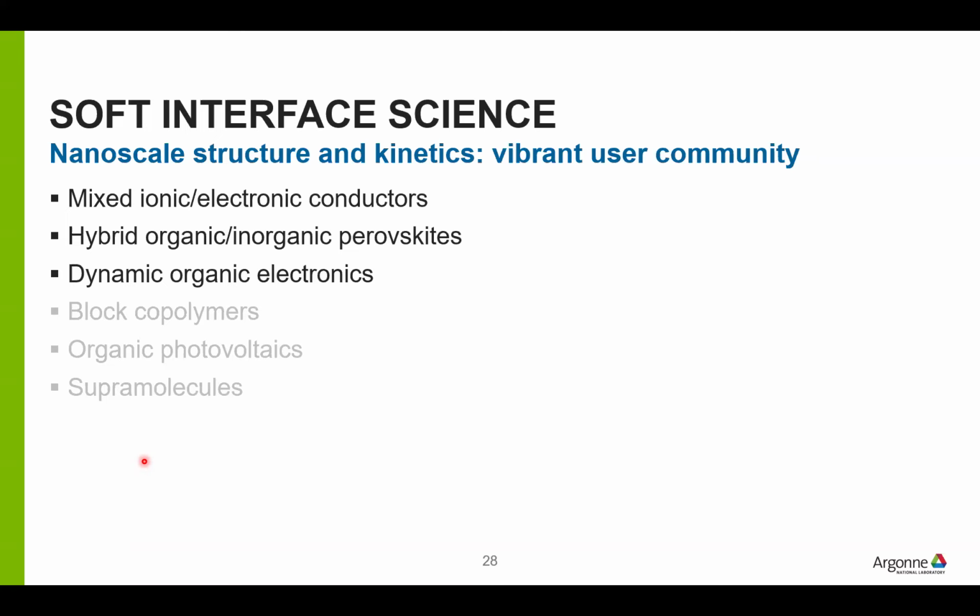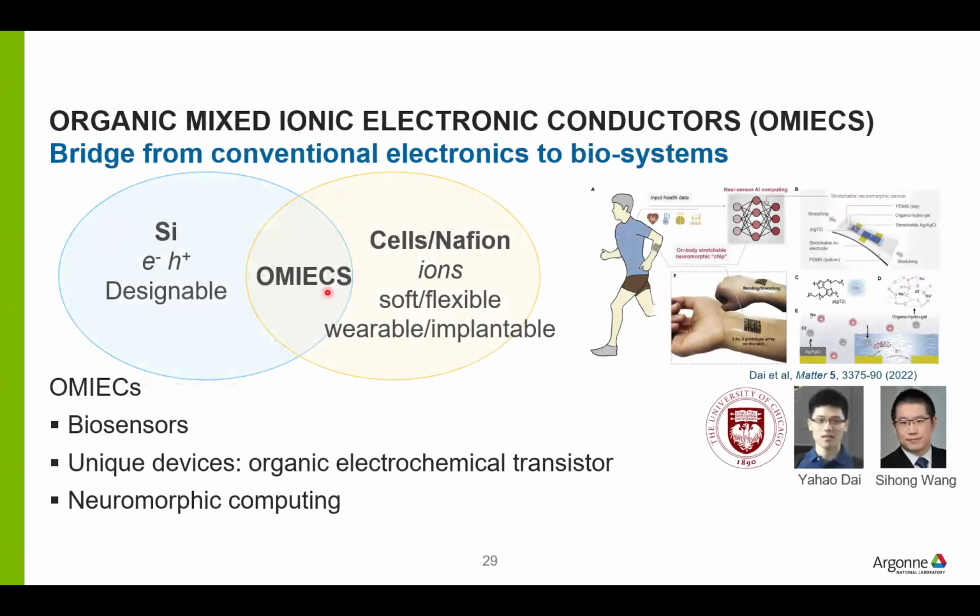And I guess I want to convey to you that we have had a vibrant user community engaged in a variety of areas. I'm going to focus on these three. So organic mixed ionic electronic conductors, OMIX, or mixed conductors, is a very active area now of research that's kind of grown out from the organic electronics community, which formerly was very interested in organic photovoltaics. And this is kind of one direction that research has grown into.